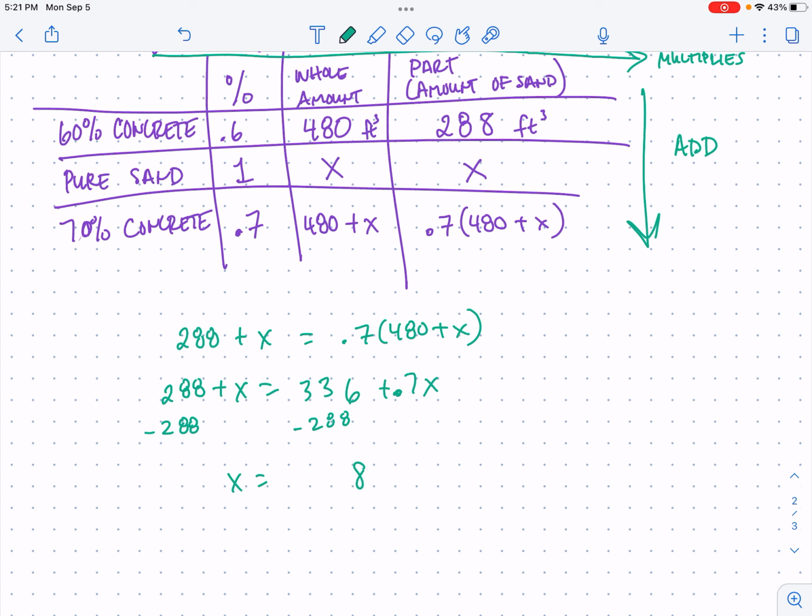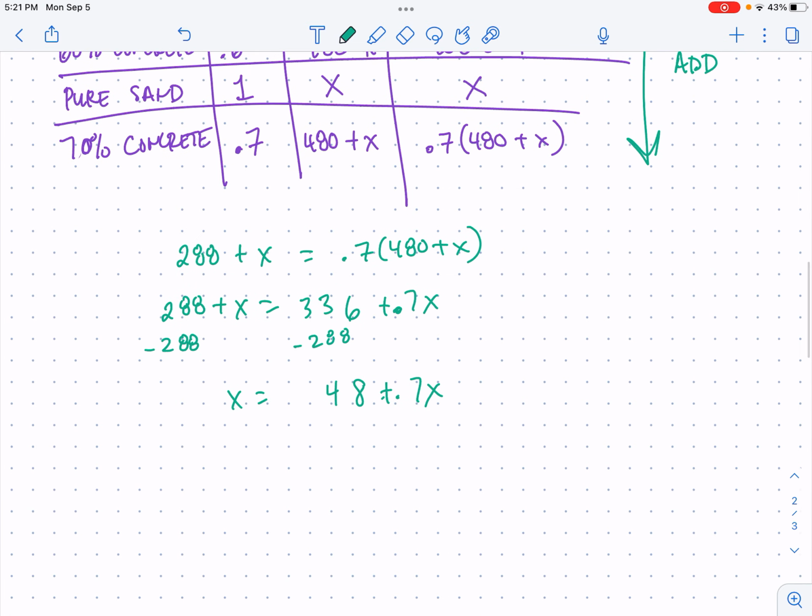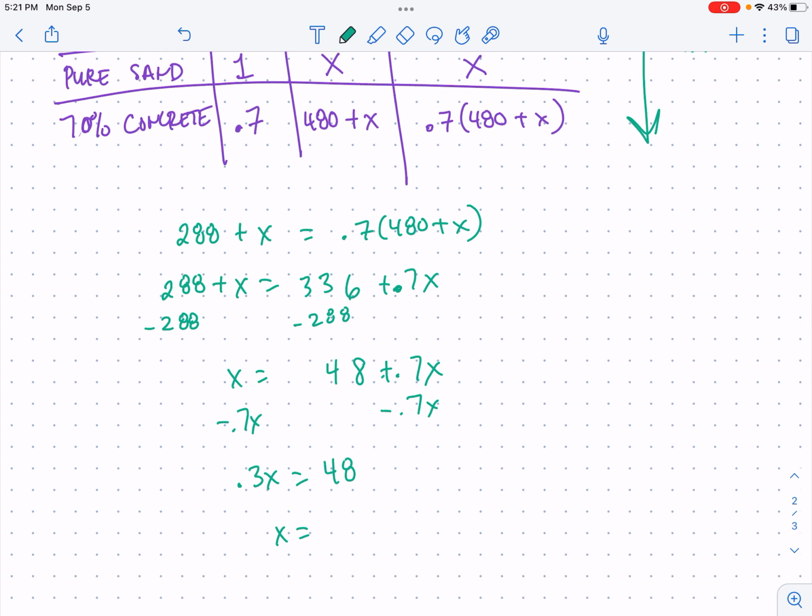That is 48 plus 0.7x. Then move the 0.7x over. 0.3x is equal to 48. And that is going to give me x is equal to, divide that by 0.3, and I get 160 cubic feet of pure sand. That's what I'm going to add.